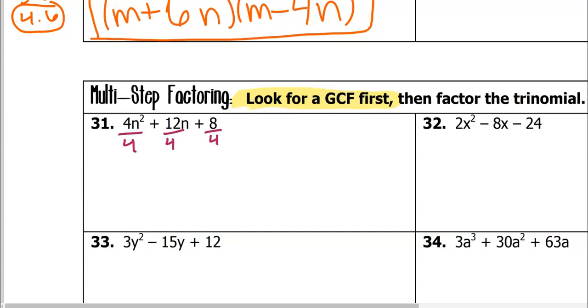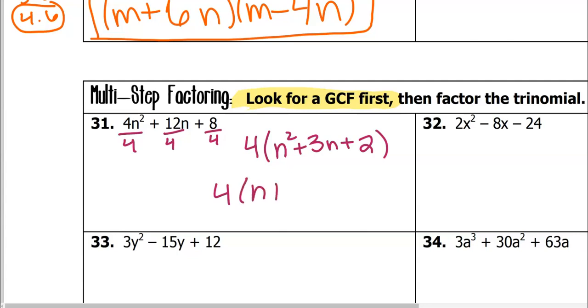Okay? So that means I have 4 out front, but now we have what? N squared plus 3n plus 2. There you go. And now we can factor what's in my parentheses. Okay? So what multiplies to give you 2 but adds to give you 3? What's your only option? 2 and 1. Careful, multiplies to give you 2, right? So you only can use 2 and 1.